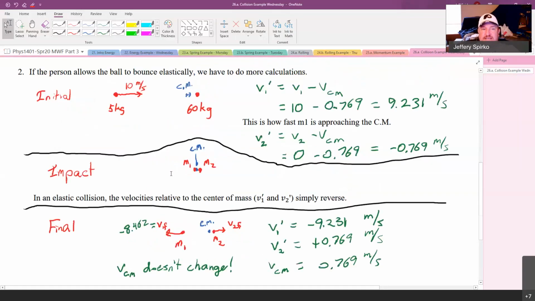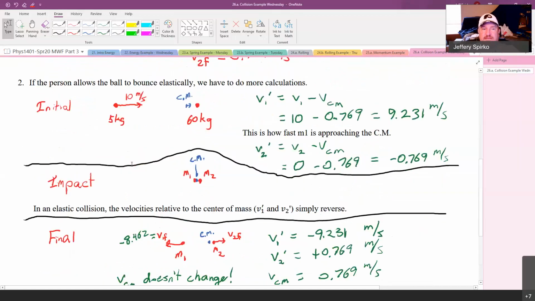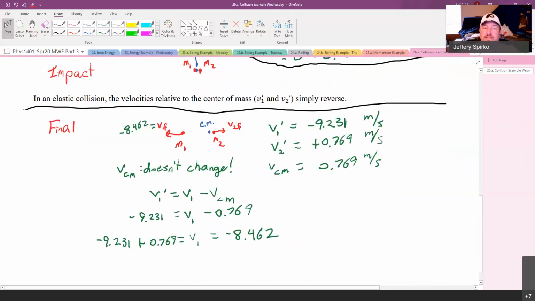Now, initially, it had 10 meters per second. Now it's not moving so fast, so it doesn't have as much energy as it used to have. We can do the same thing for V2. V2 prime is equal to V2 minus V center of mass. That's how we calculate a relative velocity.